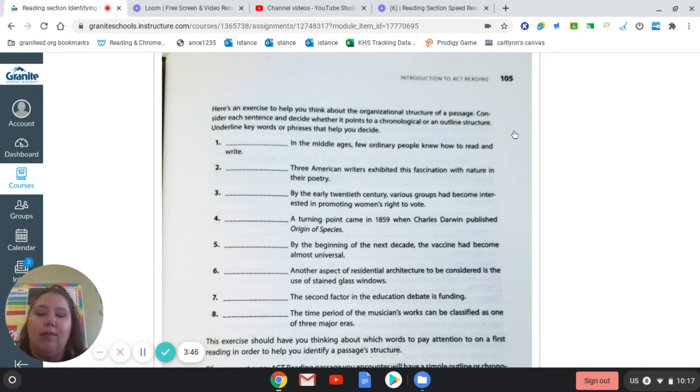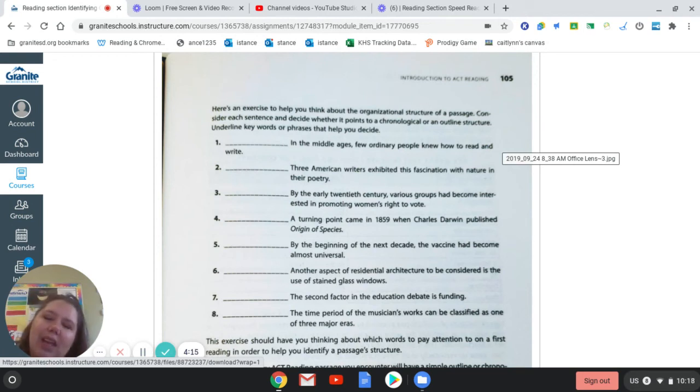So let's take a look at this very first one. We're going to do number 1 together. It says, "In the Middle Ages, few ordinary people knew how to read and write." All right, so here at the top, it talks about Middle Ages. That should be a clue. So that clue lets me know that I am looking at something that is likely chronological structure. So on this line, I would just write chronological. Now, since you are going to be typing your answers in Canvas, you will be typing number 1, chronological.